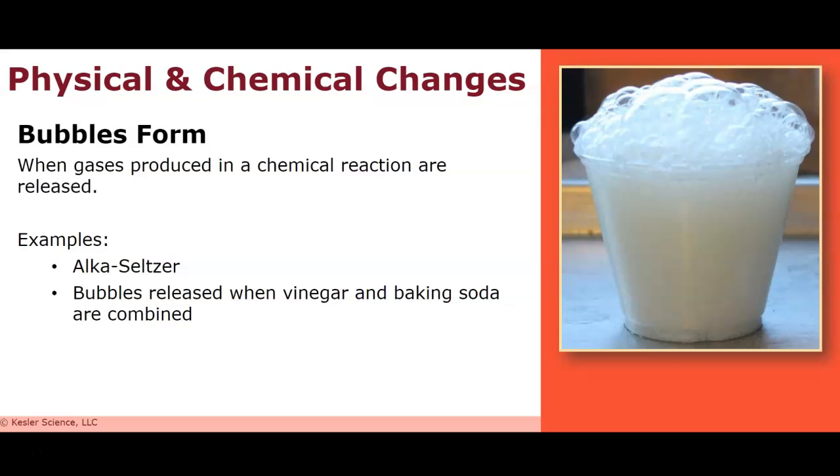Another indication of a chemical change is that bubbles form because gases are being released, because there's a chemical change happening, and in the reaction, one of the things being formed is a gas, and then you get bubbles. Some examples are Alka-Seltzer or when vinegar and baking soda are combined.